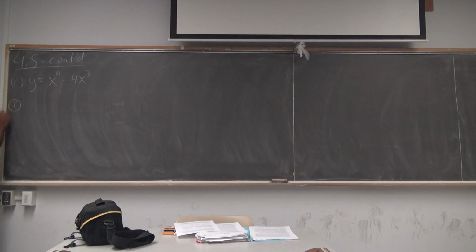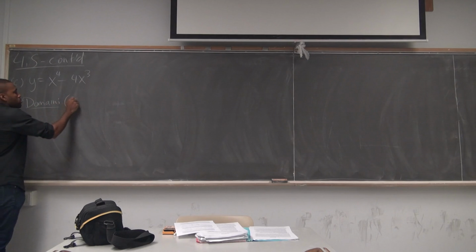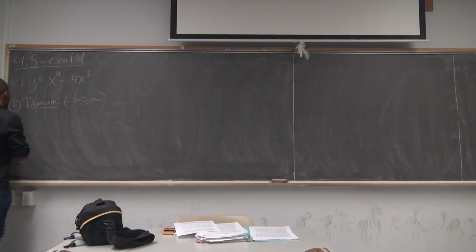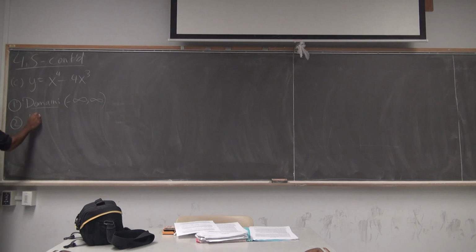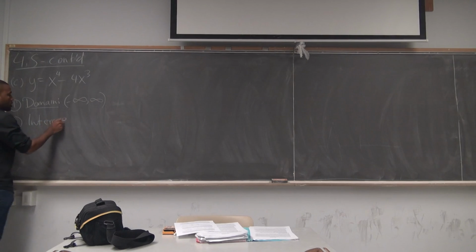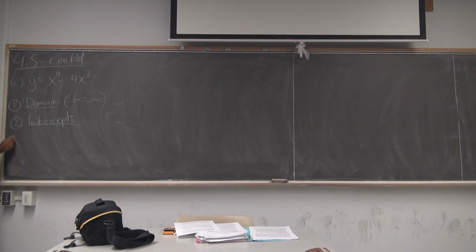So, first step. Find what? The domain. What's the domain? All real numbers, polynomial. Second step, intercepts. So let's talk about the x-intercept. Set y equal to 0, solve for x.